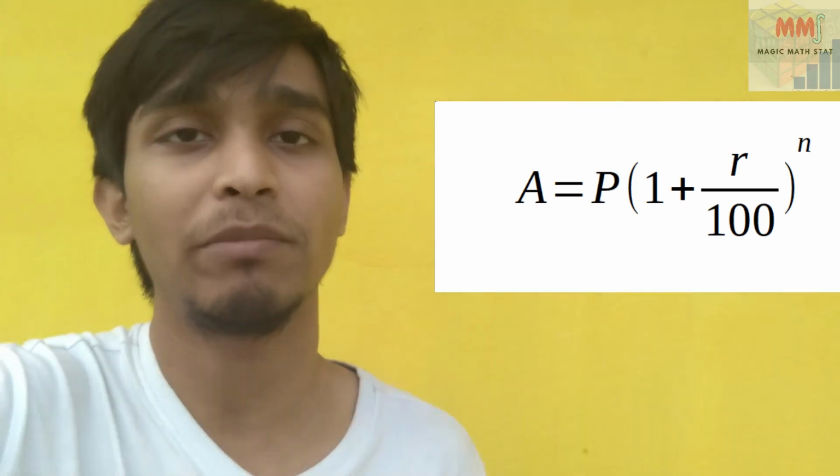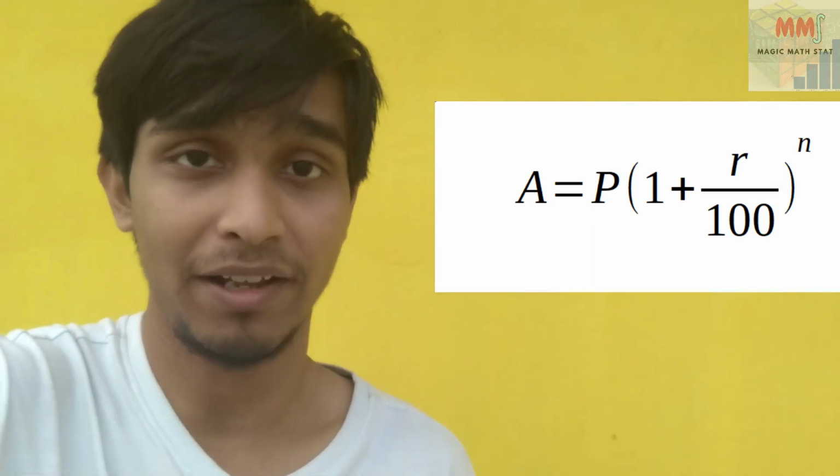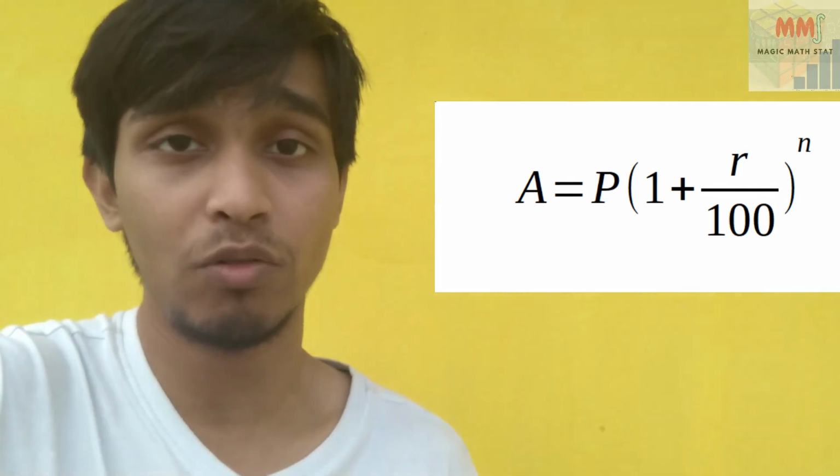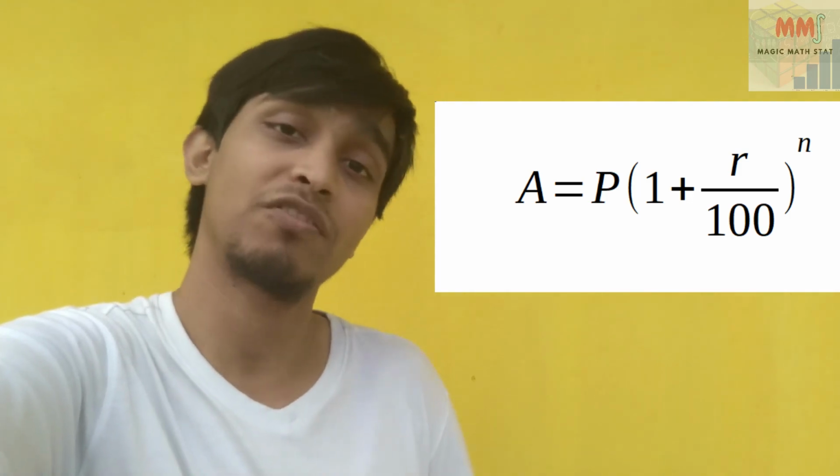You need to know the idea of compound interest, how it works, and the formula A equals P multiplied by (1 plus R by 100) whole to the power n, where P is my initial amount, R is the interest for one time period, and n is the total number of time periods.